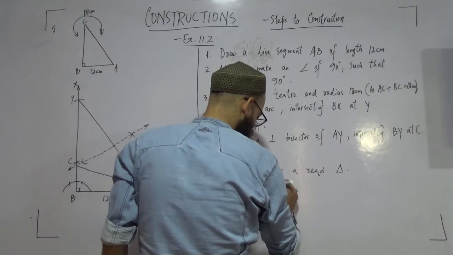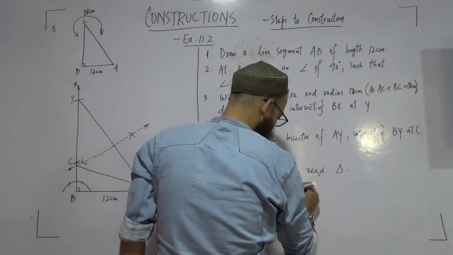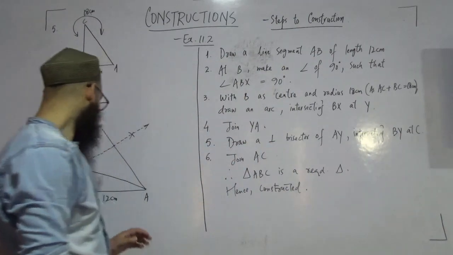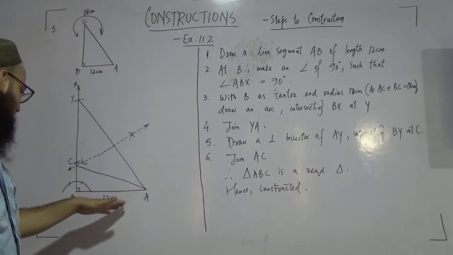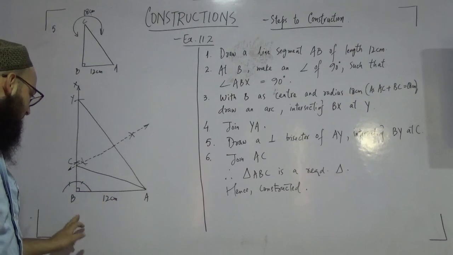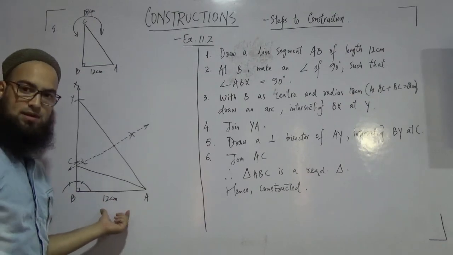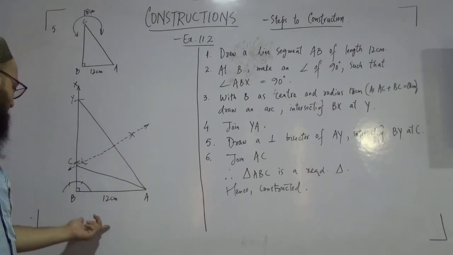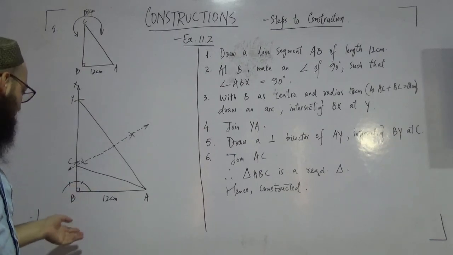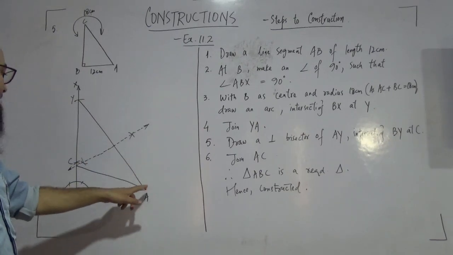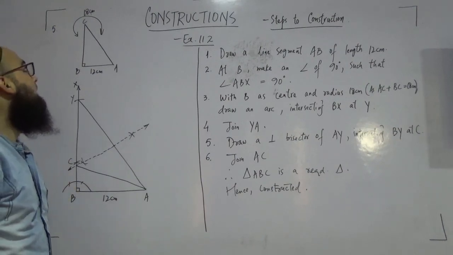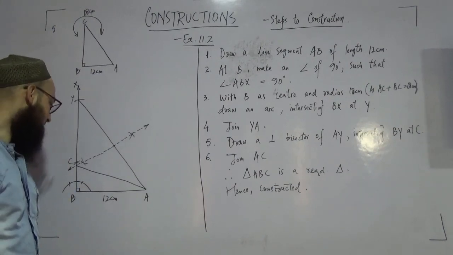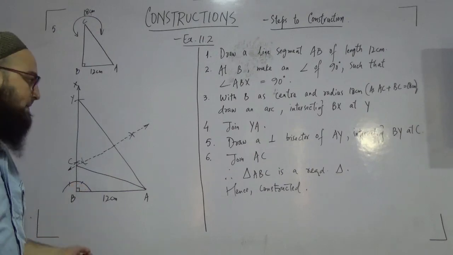Hence, constructed. Now, you can prove this like this. AB is base, that's 12 centimeter. You just drew it 12 centimeter, then base angle is 90 degree, you know that. Now all you need to do is just add AC plus BC, you'll get exactly 18 centimeter. Did you get it? Kindly make a note.